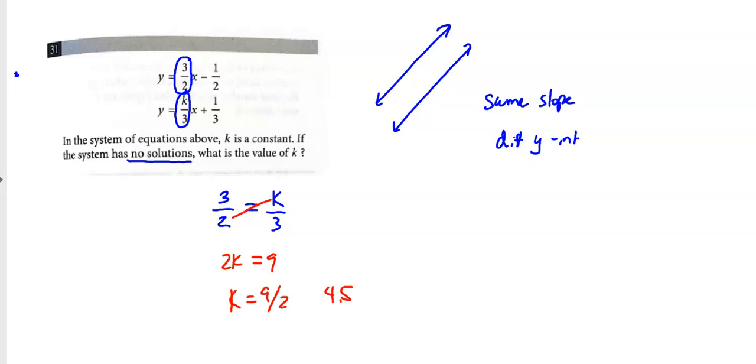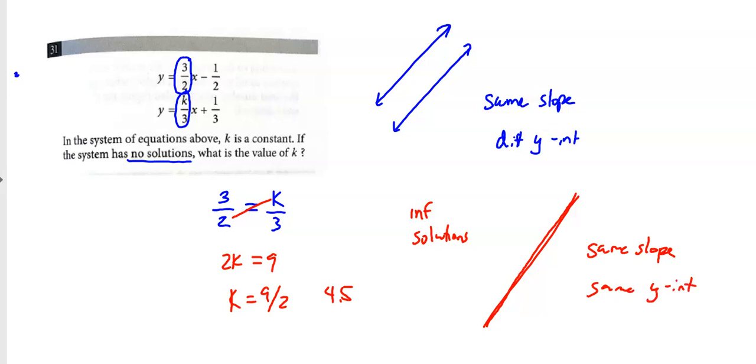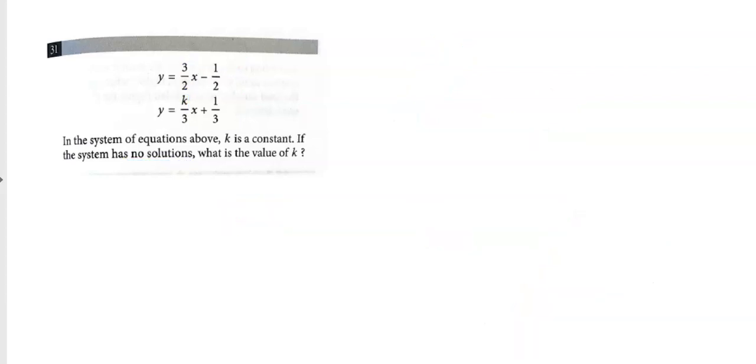If they ever say infinite solutions, if they want you to find infinite solutions, all right, well, that's a situation where it's a line right on top of itself. So these are not only going to have the same slope, but they're also going to have the same y-intercept. A little bit harder to make that happen, but these back numbers would have had to have matched if we were going to have infinite solutions.